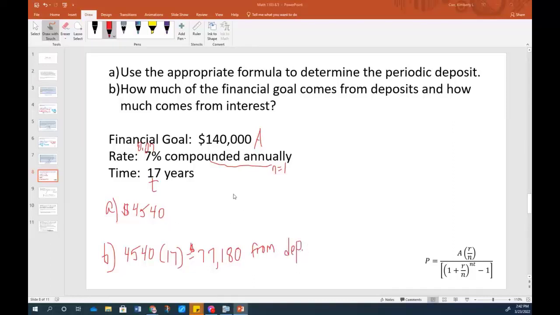Now, how much of it then comes from interest? Well, the rest of it comes from interest. So I need to take my goal minus my deposits to see how much I'm getting from interest.